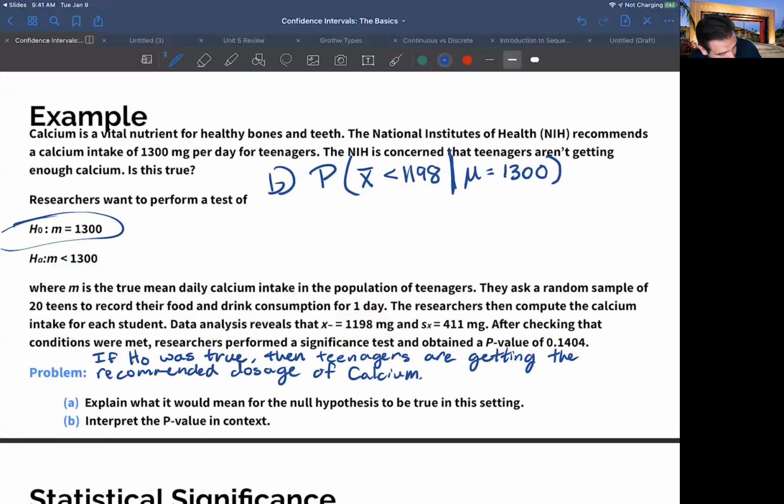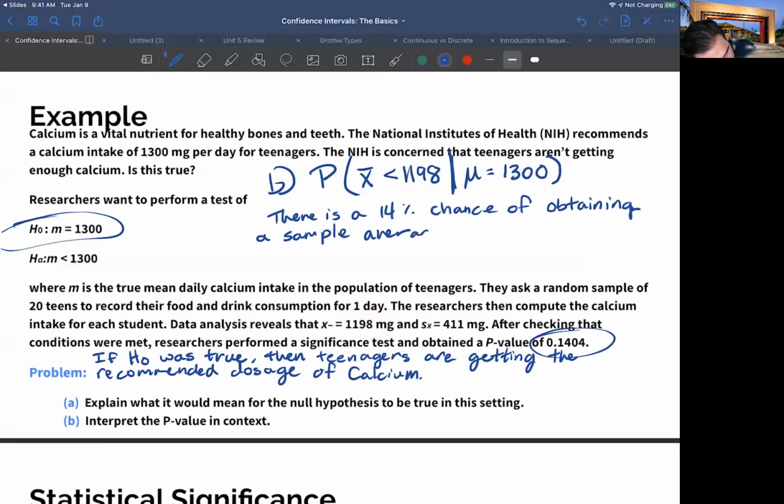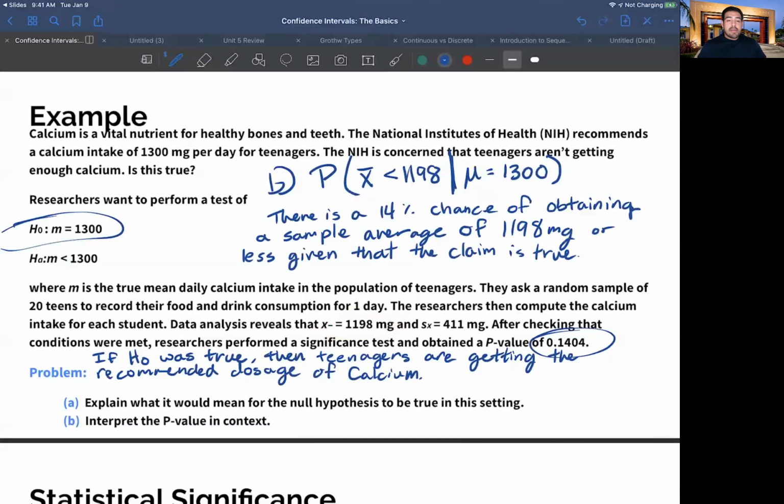So to interpret that, right, we can say there is a, what is it, 14% chance of obtaining a sample average of 1198 milligrams or less, given that the claim is true. That's what the p-value means.